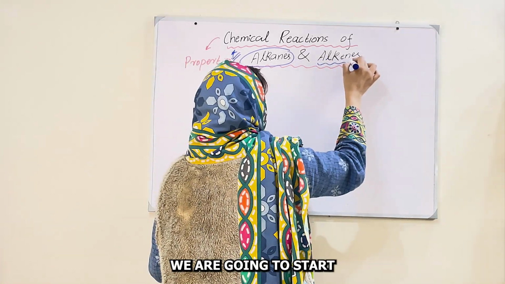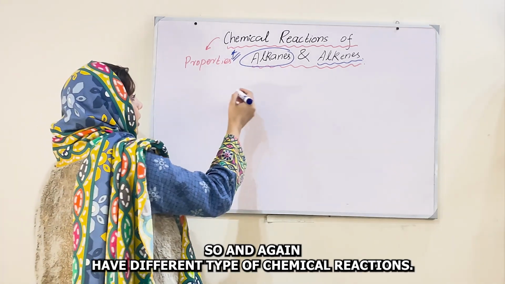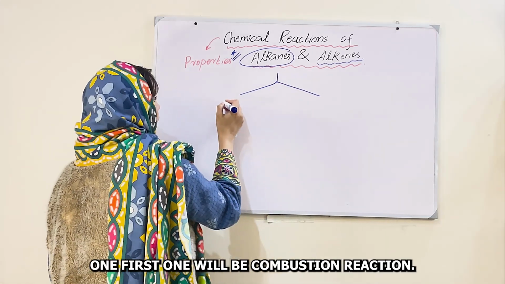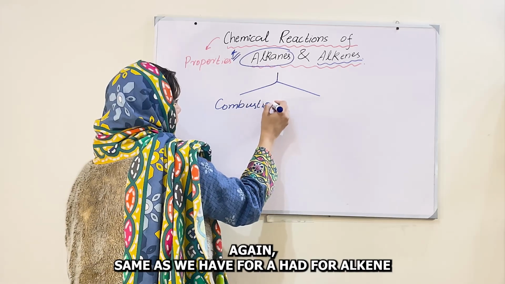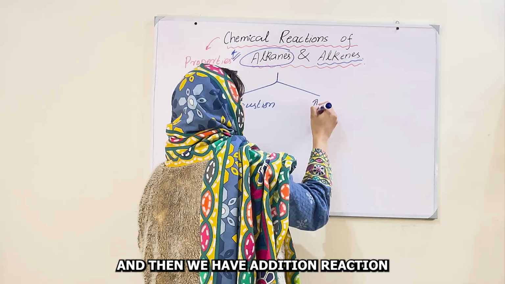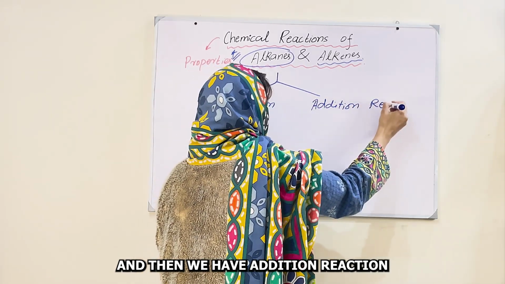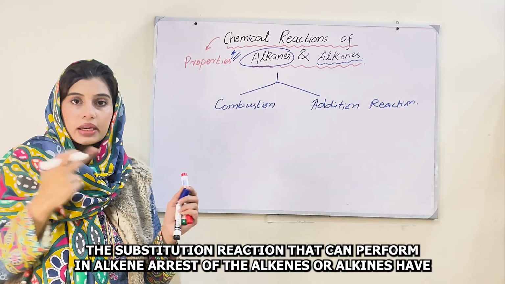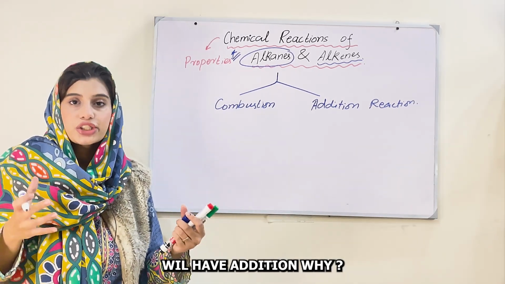We are going to start the chemical reactions of alkenes. Alkenes have different types of chemical reactions. First one will be the combustion reaction, same as we had for alkane, and then we have addition reaction. Substitution is the only reaction that can be performed by alkane. The rest, the alkenes and alkynes, will have addition reactions.